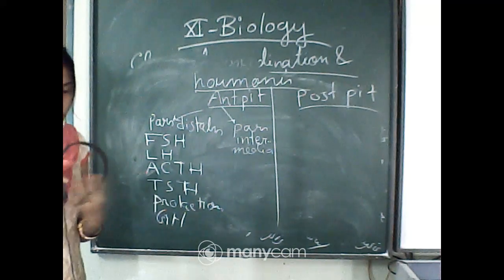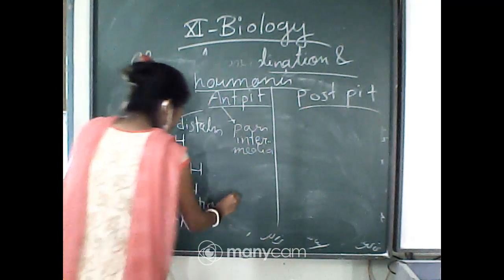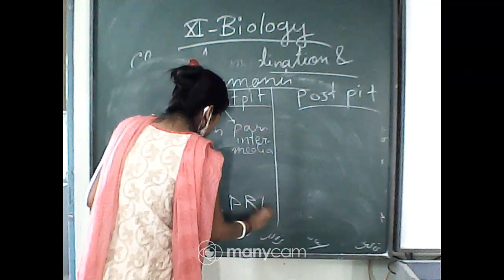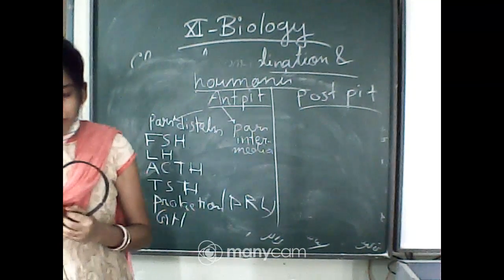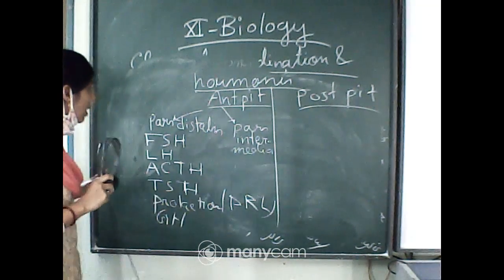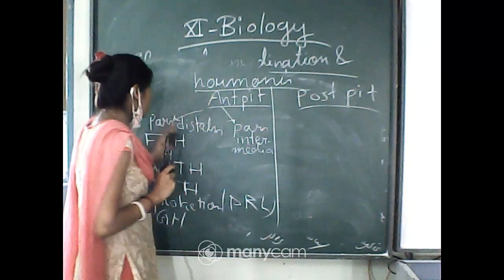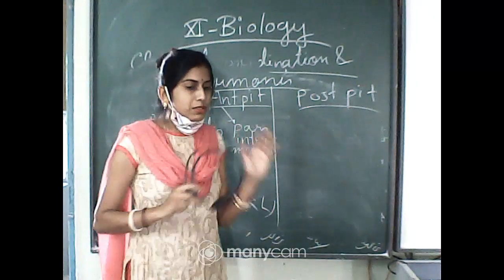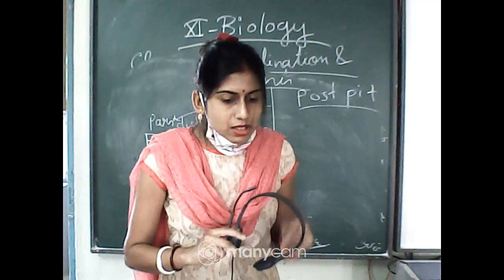Next one is prolactin, and prolactin can be written in short like PRL. And the last one is GH. Full form of GH is growth hormone. Okay, so these are the main hormones which can be released from the pars distalis part, and this pars distalis part is mainly considered as anterior pituitary.